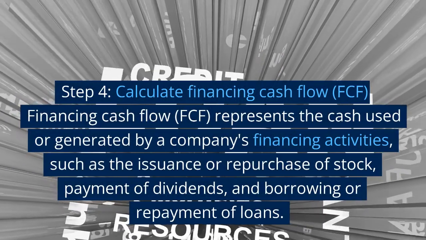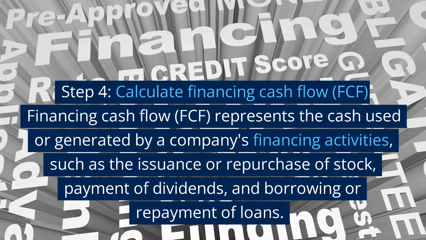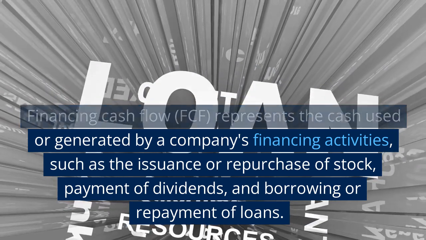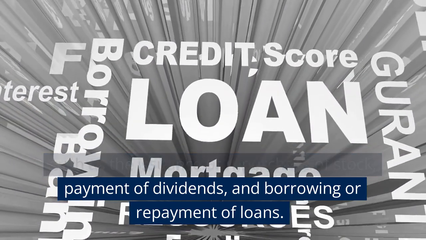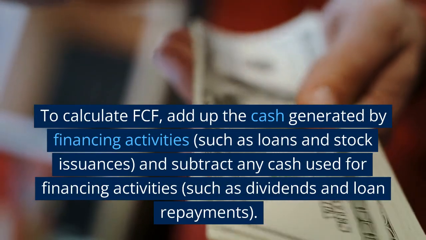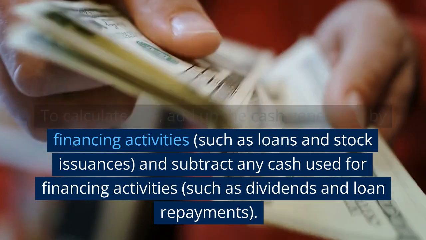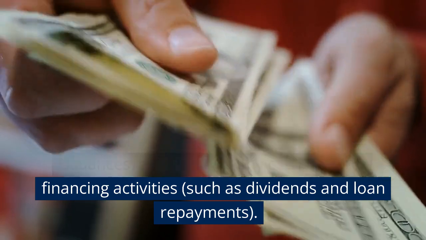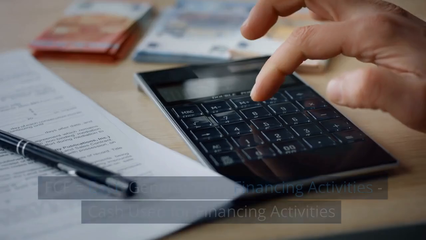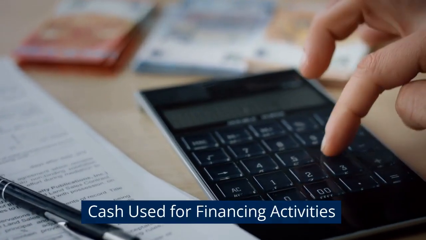Step 4. Calculate financing cash flow, FCF. Financing cash flow, FCF, represents the cash used or generated by a company's financing activities, such as the issuance or repurchase of stock, payment of dividends, and borrowing or repayment of loans. To calculate FCF, add up the cash generated by financing activities, such as loans and stock issuances, and subtract any cash used for financing activities, such as dividends and loan repayments. The formula for FCF is FCF equals cash generated by financing activities minus cash used for financing activities.